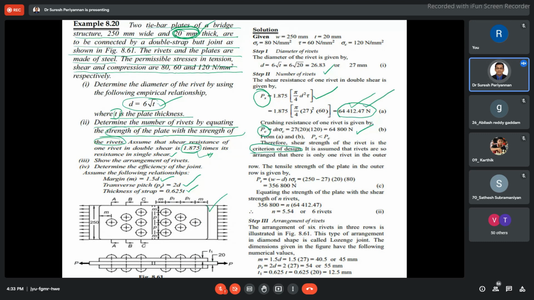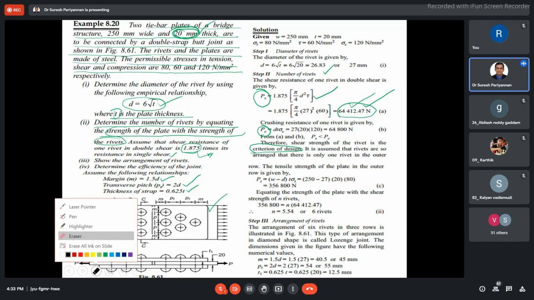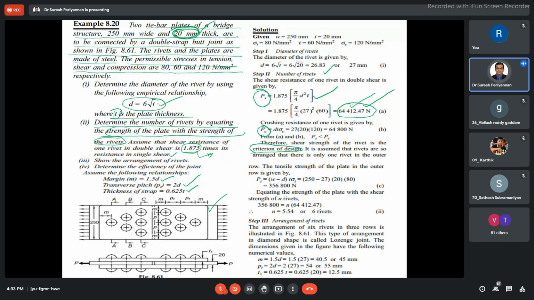Suppose if I consider this, crushing is going to be a problem. Hence, we have to take the minimum value here, because then only we are safe. We have to be safe on both sides, either the crushing side or the shear side. If I consider the lowest force, the shear resistance, then our crushing side is safe. If you consider this 64 800, then shearing is going to be a problem. Hence, I am considering the lowest value.